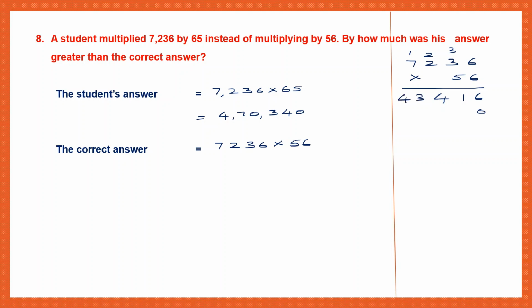Now we have to multiply by 5. 5 sixes are 30, carry 3. 5 threes are 15, 16, 17, 18, carry 1. 5 twos are 10, plus 1, 11, carry 1. 5 sevens are 35, plus 1, 36. So now let's add this up and see. 6, 1, 4 plus 8 is 12, carry 1. 3, 4, 5. 4 plus 6 is 10, carry 1. 3 plus 1 is 4. So what do we have here? 4,05,216.